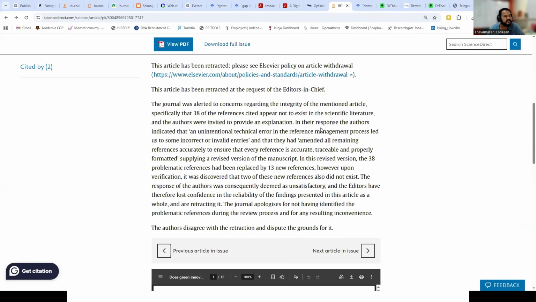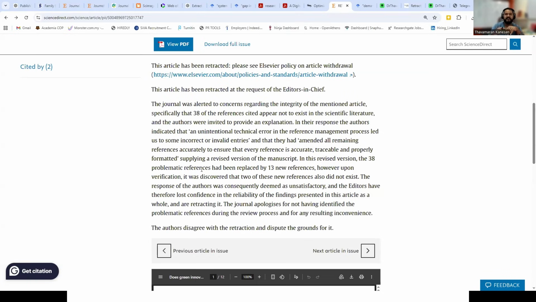So, let's finish this. In their response, the authors indicated an unintentional technical reference manager error, blah, blah, blah. Reference manager is the problem. So, what they did, they gave a revised version. The 38 problematic references, the content, that means completely removed.